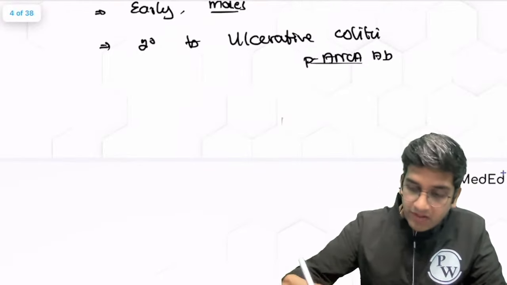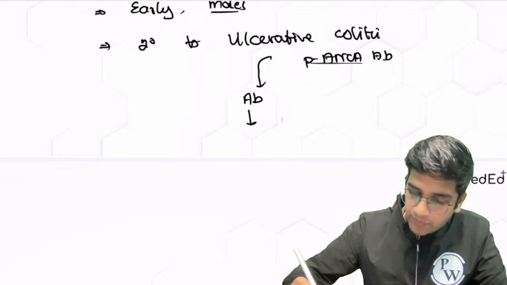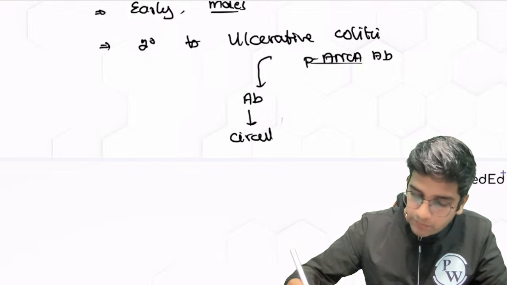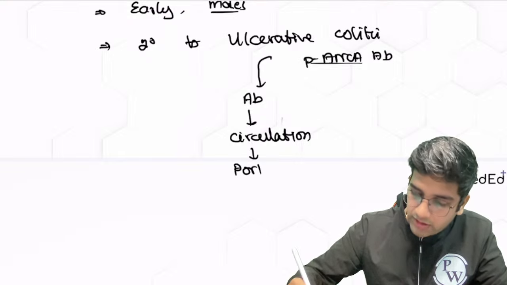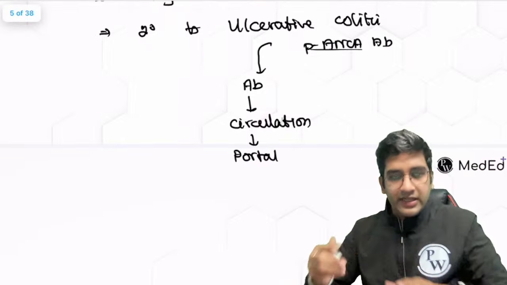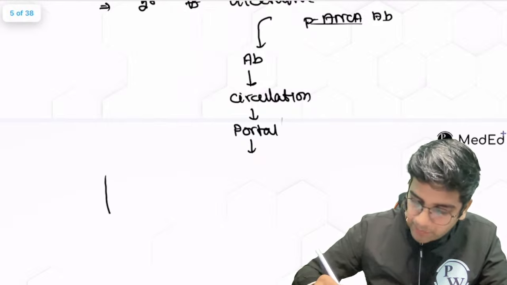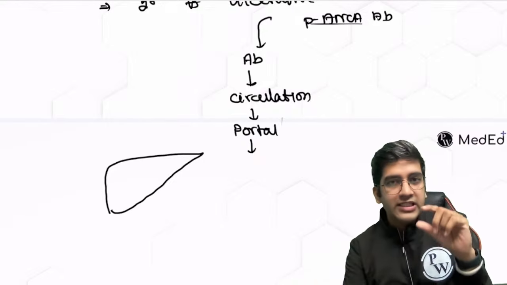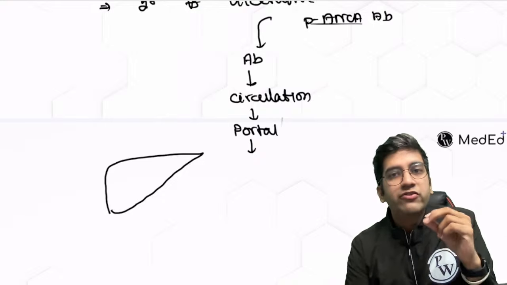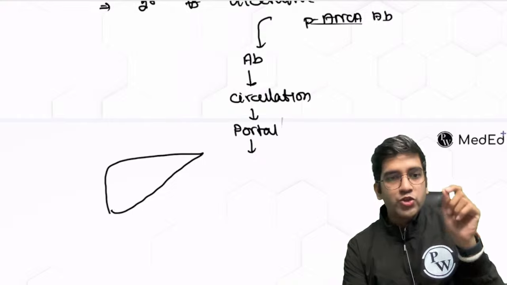So let's assume from the ulcerative colitis, the antibodies here will enter into the circulation. And into the circulation, they gain access into portal circulation from the systemic circulation. You know how it can transfer. And from that, it automatically goes to your liver parenchyma. If this is true, tell me which part of the biliary system do you think the antibody will first gain access to? The bigger ducts or the smaller ducts?